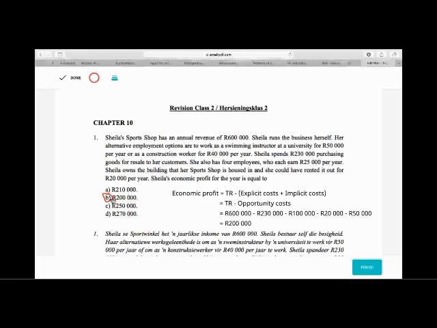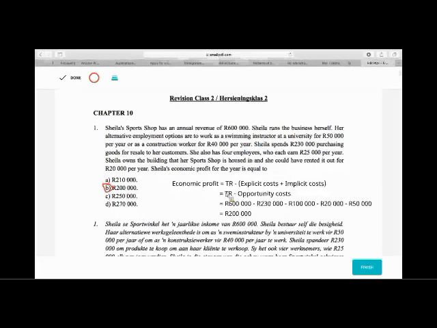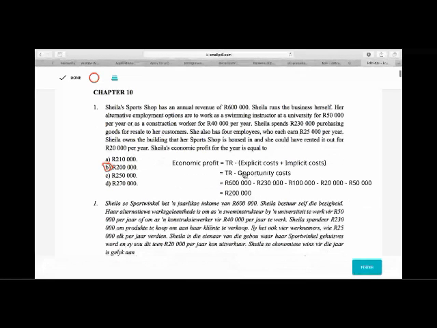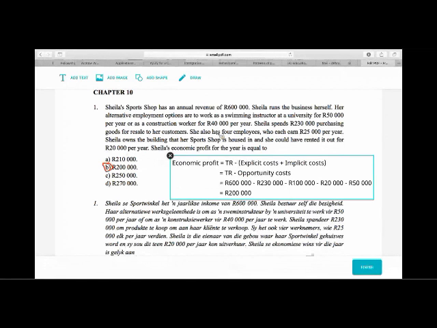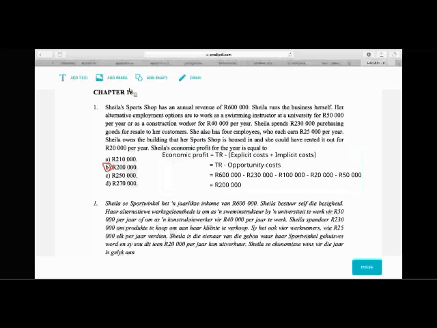Okay. So the values that we have here, typically we could choose values that you maybe would get if you had made a mistake in choosing your explicit and implicit costs. But looking at these values here, even if you made some mistakes, it's highly unlikely that you would end up at any of these other values. So yeah, this is a very straightforward question. If you use the right values and you subtract all the right costs, then you should get an answer of 200,000 Rand.